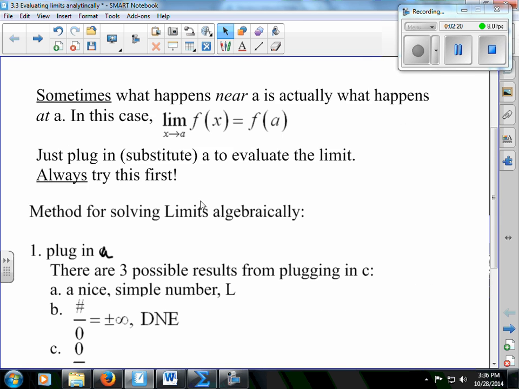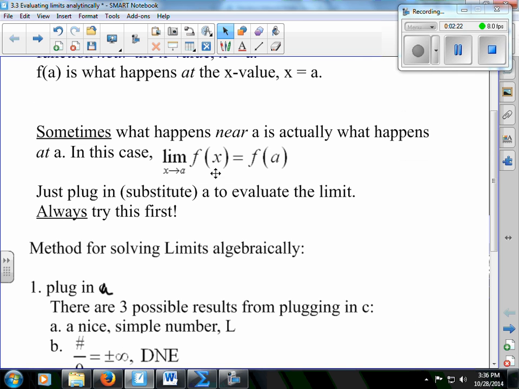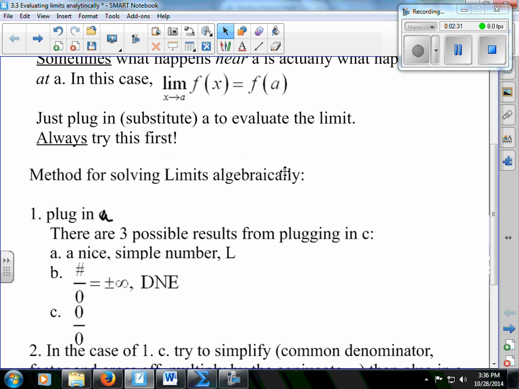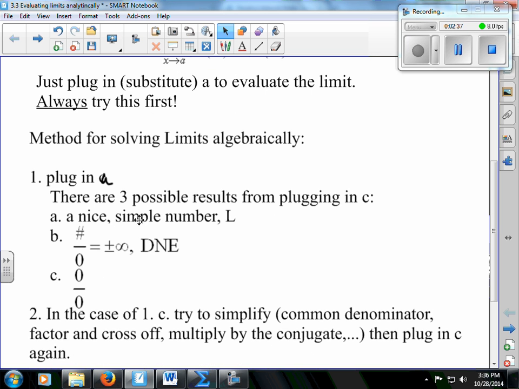That is the case in which what's happening near the function value is what's happening at the function value. When this happens, a special thing has occurred. The function is called continuous, but we'll have a whole section on being continuous. And that's your answer, and you're done. Okay, so that's easy. You're going to have a lot more difficult questions in which that's not the case.